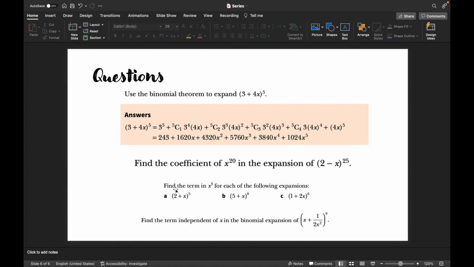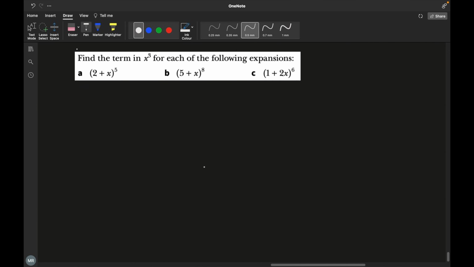Okay, let's solve a bunch of questions. So first, let's start with this one, and all of these have the same question. It's basically to find the term in x cubed in each of the following. For this one, let's use the trick that we figured out in our previous question. All right, so we have to find the term in x cubed.